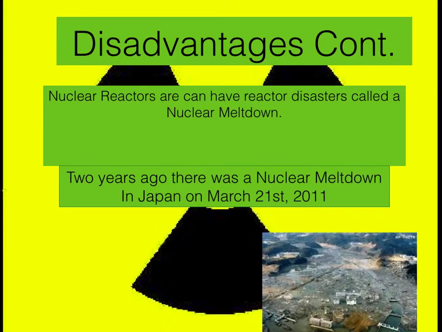Disadvantages continued. Nuclear reactors can have a disaster called a nuclear meltdown. I'm sure most of you remember this last year, or 2 years ago, there was a nuclear meltdown in Japan on March 11th of 2011. The picture right here shows what Japan actually looked like from the nuclear meltdown and the tsunami.